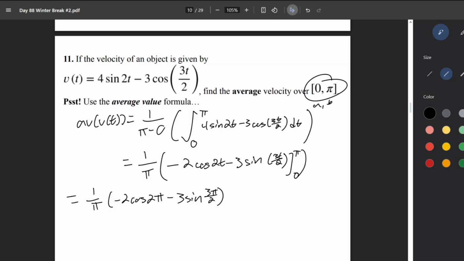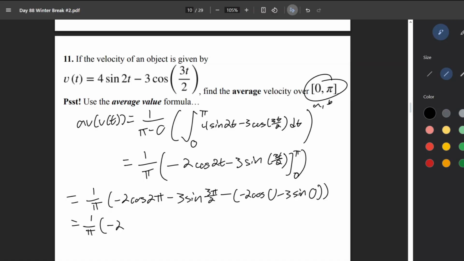Then, sorry, parentheses here. Don't want to put parentheses there. Of negative 2 cosine 0 minus 3 sine 0. So this would be 1 over pi of, we know cosine 2 pi is equal to 1, so this would be 1, and then times negative 2 is negative 2.